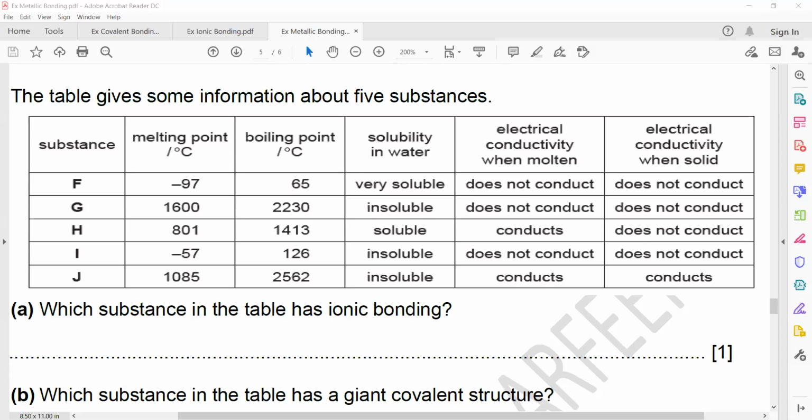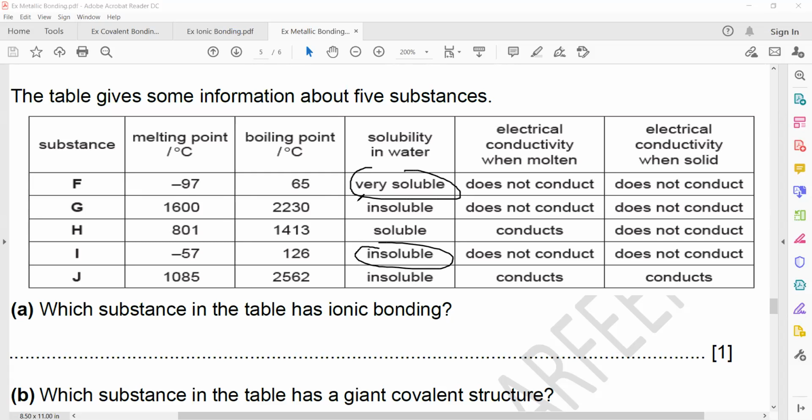So F is very soluble, where I is insoluble. So what's the reason? Both are simple covalent, but why is F very soluble? Because it will have few atoms within the molecule. I is also a simple covalent, but it will have more atoms within the molecule. That is why it will not be able to fit within the water molecule. So its solubility decreases or it will be insoluble.